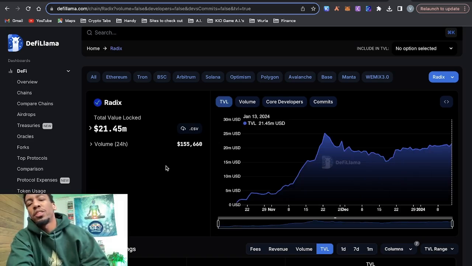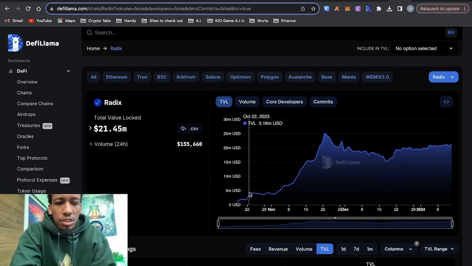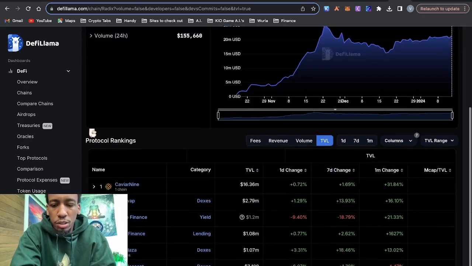Let's also go through some of their stats on DeFi Llama. Since Babylon launched, you saw exponential growth, and now it's just kind of been sustaining. So this is really, really good.